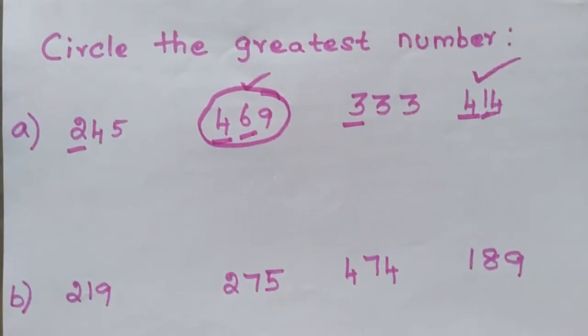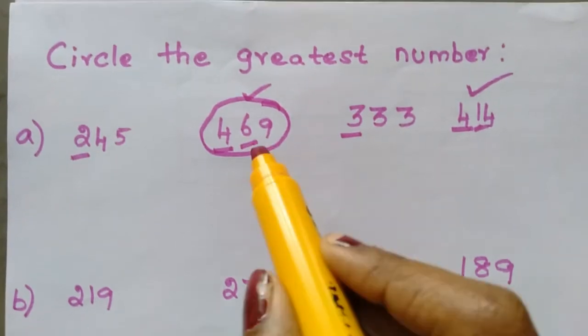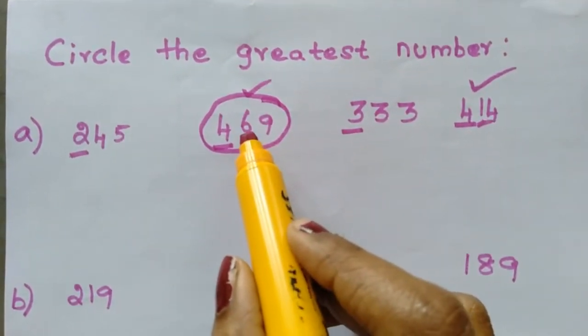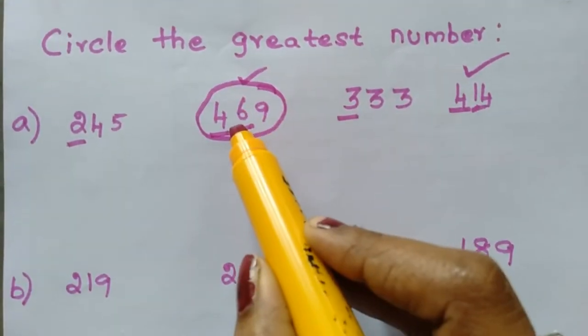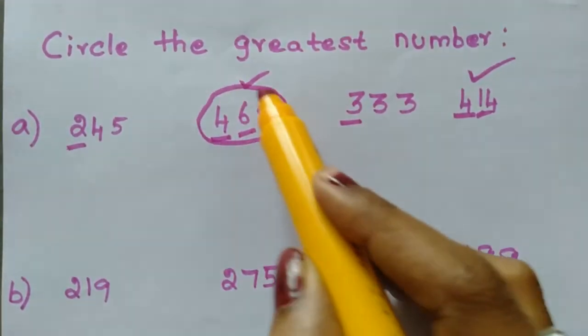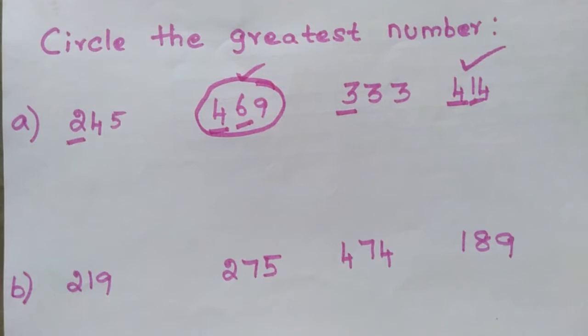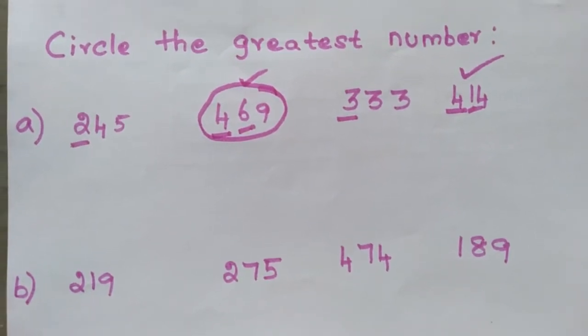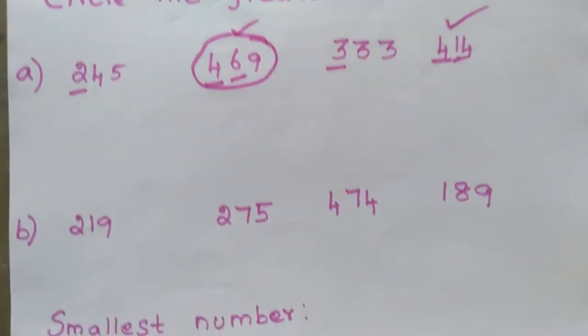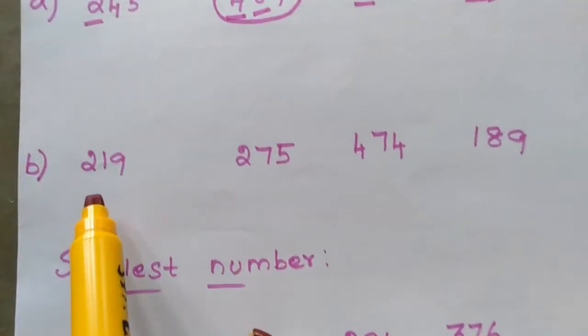Understood? Because in the tens value, here 6, here 1. 6 is the greatest number. So, the whole number is the greatest number. So, what is the number? 469. Understood? Okay. Then see the next one.